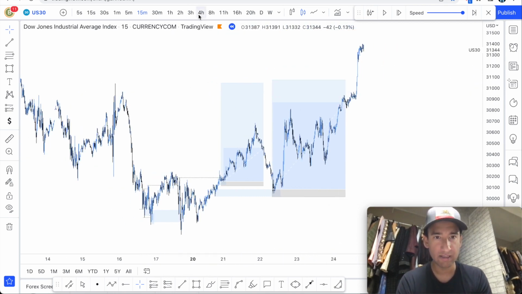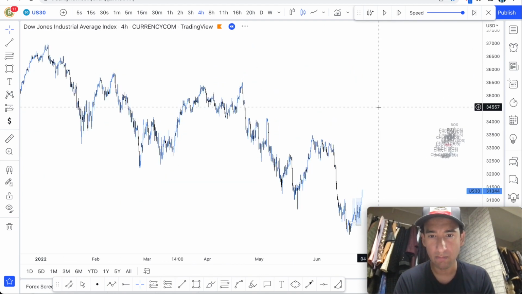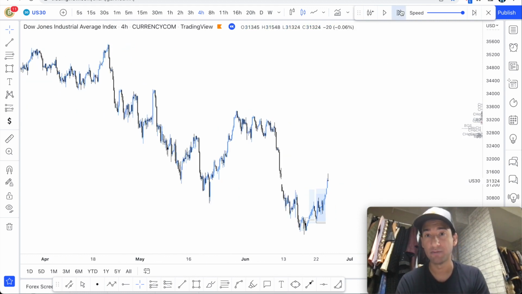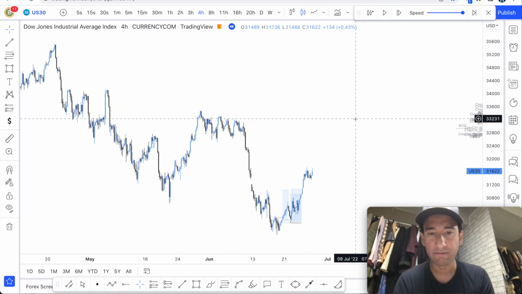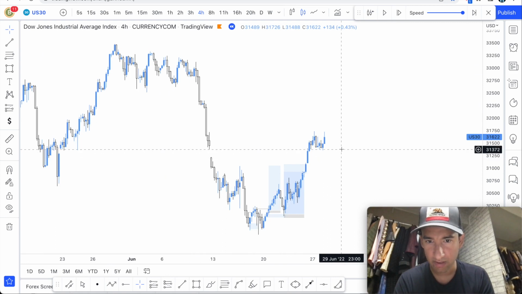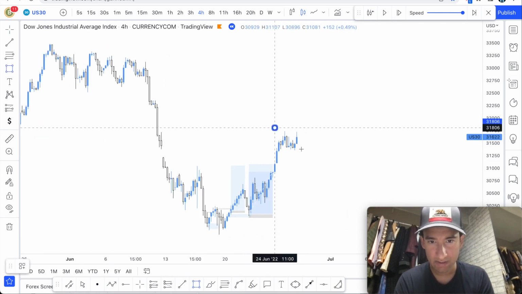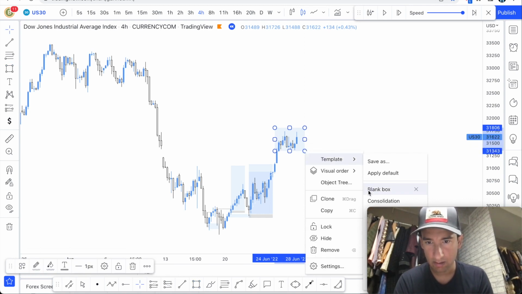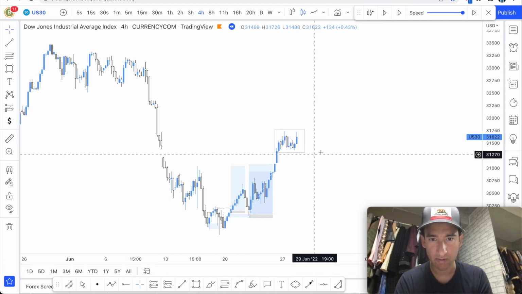Okay, so let's go look at another example here just to show you guys how to work off of distribution and accumulation schematics. Okay, how to avoid these fake out chocks. Okay, so right here we can see what's happening. There's a reaccumulation happening here, looks like, right over here. All right, it's very small right there. All right, and then let's just highlight that.